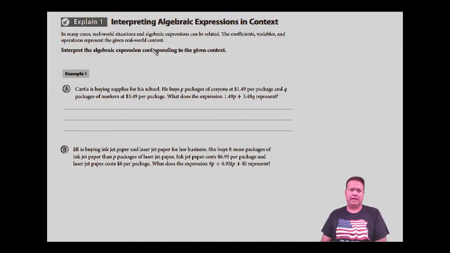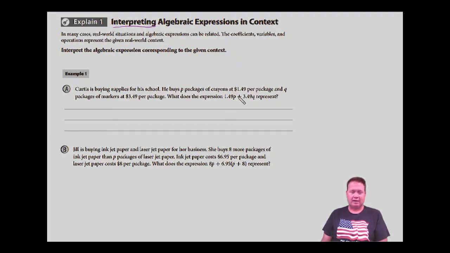Okay, let's apply what we now know about an algebra expression and explain or interpret what the parts mean. When we interpret things, it means we're going to use a complete sentence. It says, interpret the algebra expression corresponding to the given context. Let's take a look at example 1. Curtis is buying supplies for his school. He buys P packages of crayons at $1.49 each and Q packages of markers.